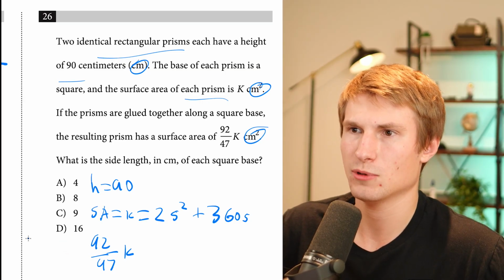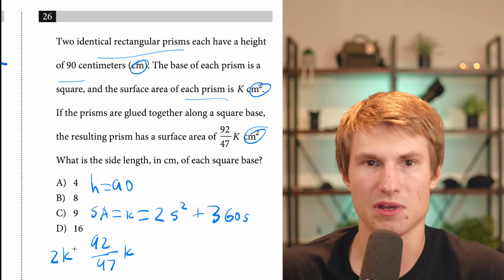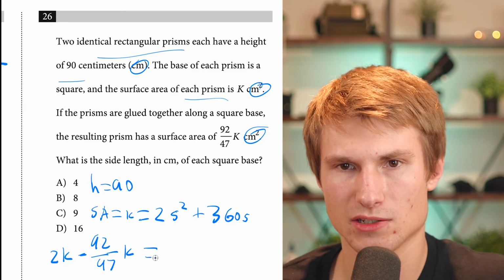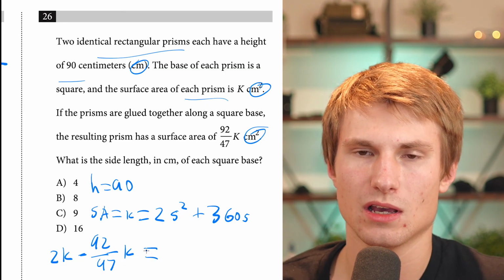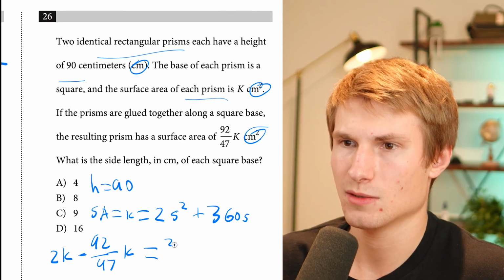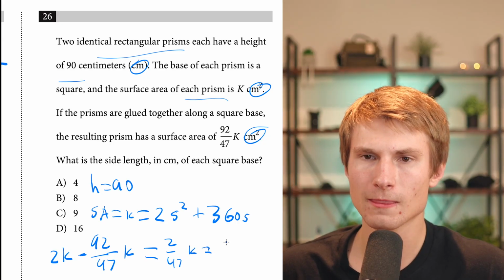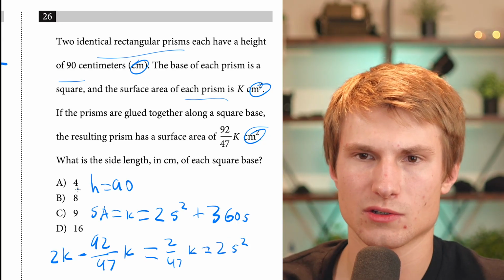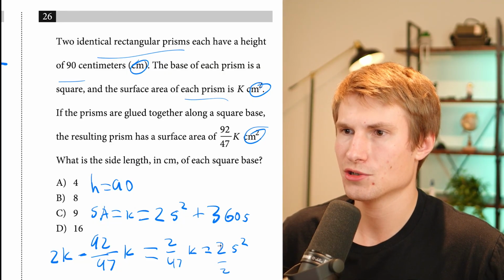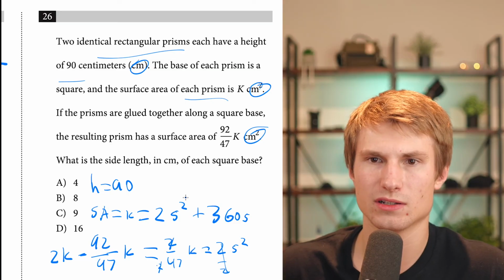Now we know that if we didn't glue these together, we would have 2K since each surface area is K, and we have 2 of them separated. Now when we glue them together, we get 92 over 47K, so we can subtract that, find the difference, and this will give us the surface area of 2 square bases. So that's going to be 2 over 47 times K is equal to 2S squared. Since S squared is the surface area of one of the squares, we have 2 of them. From here, let's go and divide both sides by 2 to isolate the value of S squared. Divide both sides by 2. Now we have K over 47 is equal to S squared.